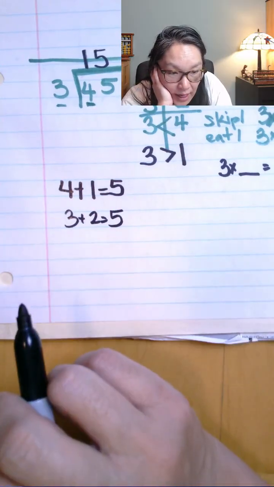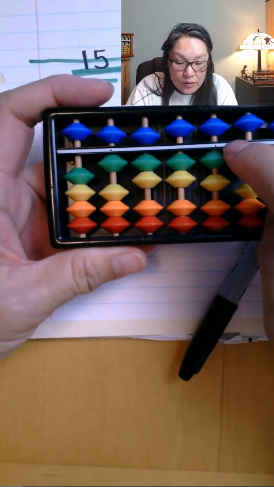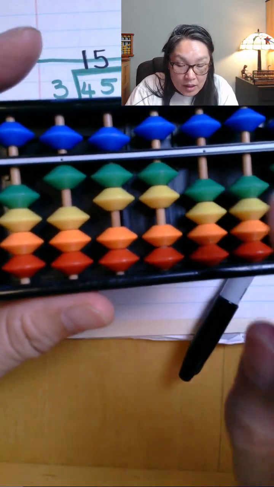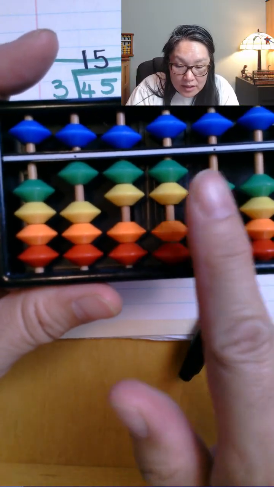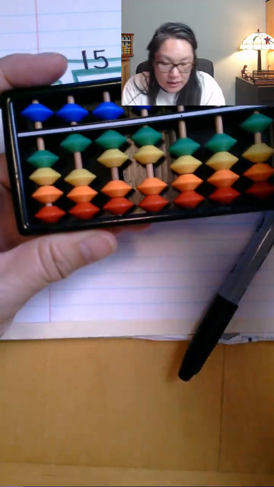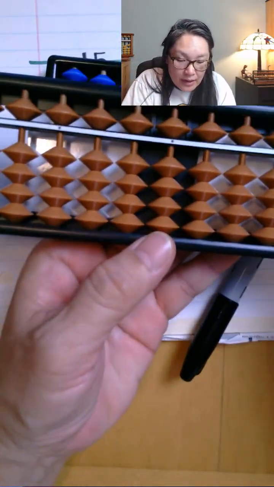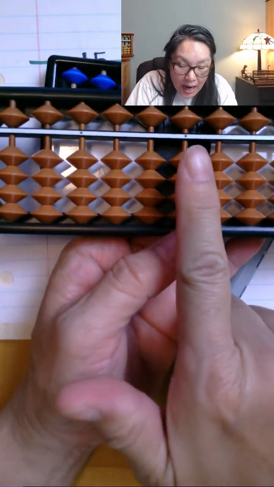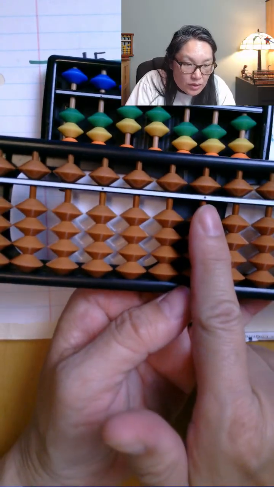And then, how do you know where the tens and the ones place are? That's where my dots happen. My dot is my indicator of my ones place. So my ones, my tens, my hundreds, my thousands, my 10,000. On the bigger abacus, it's the same concept. I like to use the middle because this is 13 columns.